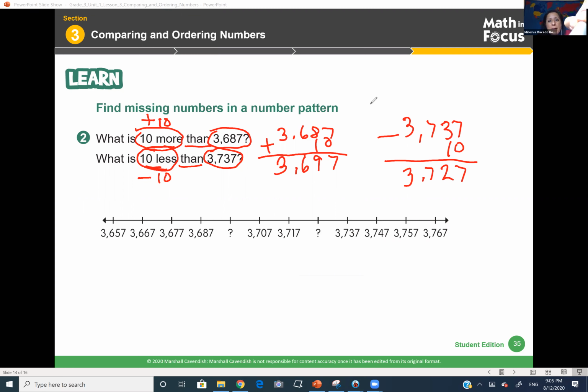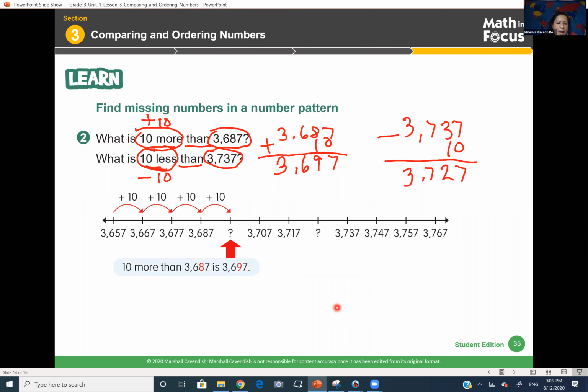Now, let's keep on going. So our missing numbers are going to be here. So we add plus 10, and the missing number there is going to be 3,697, which is the number we found here. And so we put the missing number in this spot. So the number here is 3,697. And the next one, because we're adding by tens.